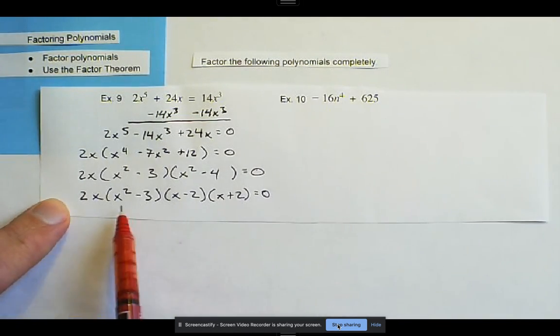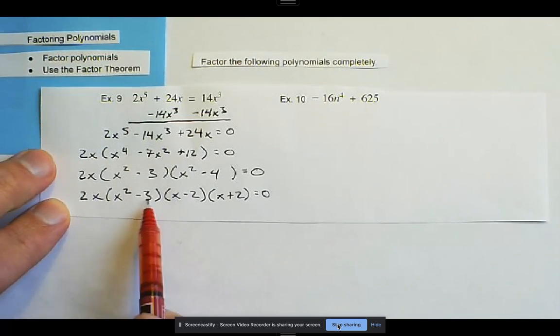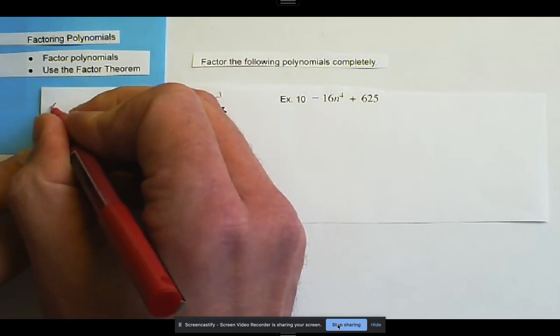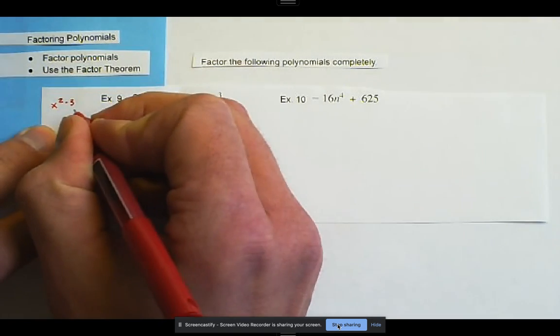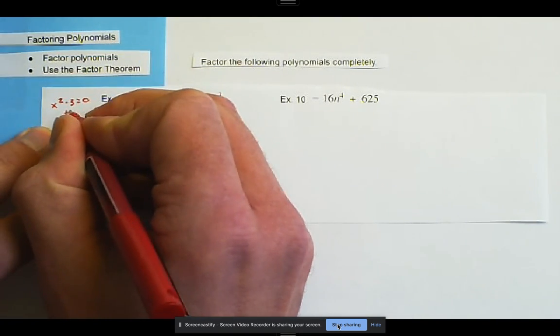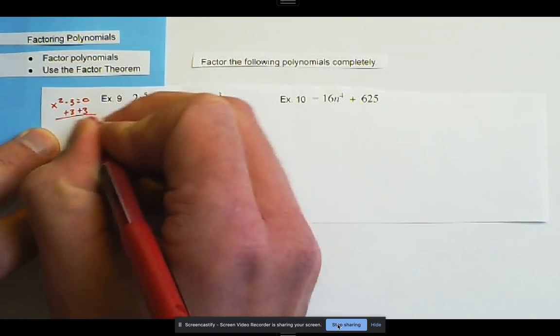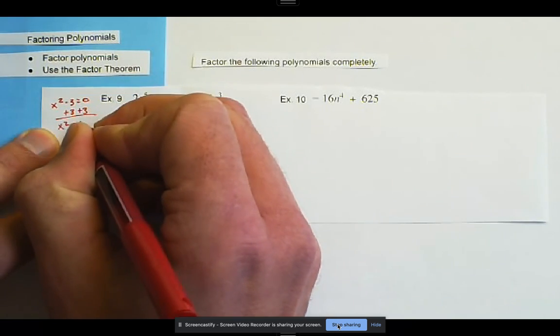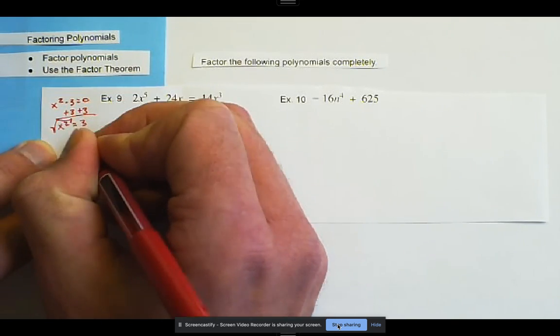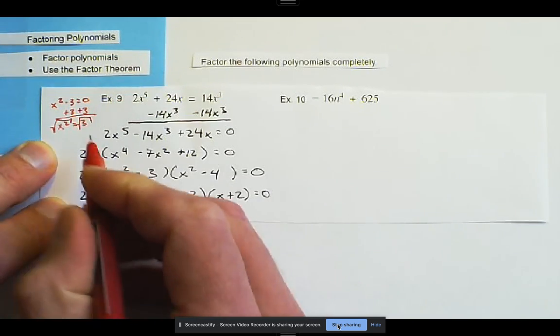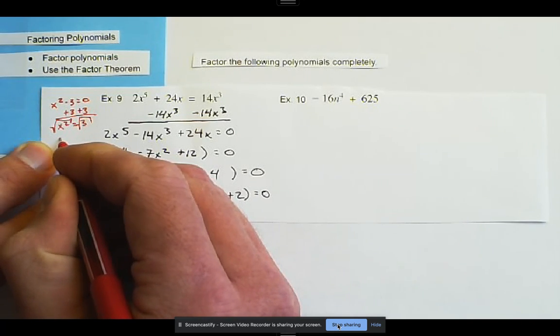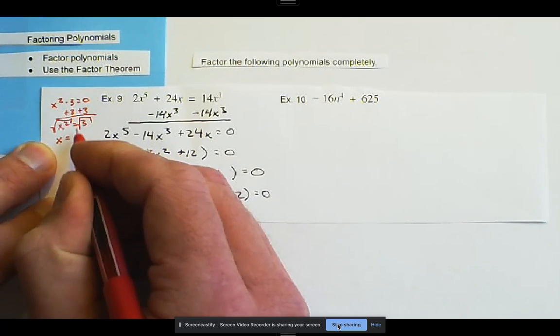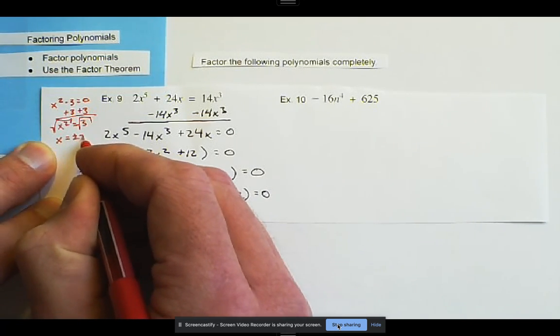the only one that might be a little bit difficult to see is x squared minus 3. So x squared minus 3 equals 0. So we add 3, and we get x squared is equal to 3. And then we take the square root, and we get x. And anytime we take the square root in solving, we have to do plus or minus the square root of 3.